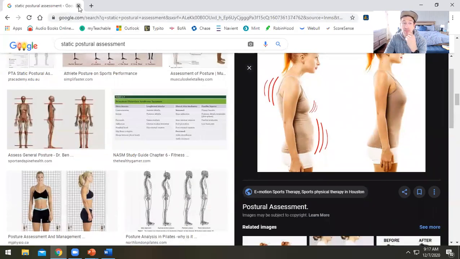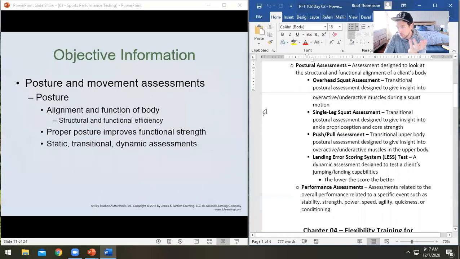Then we've got dynamic postural assessments. Dynamic means movement. So putting someone through a squat range of motion, or a pushing assessment, or a pulling assessment, all of those are very dynamic, because they are going through movement. And then we have transitional assessments. Transitional assessments are kind of a new one.